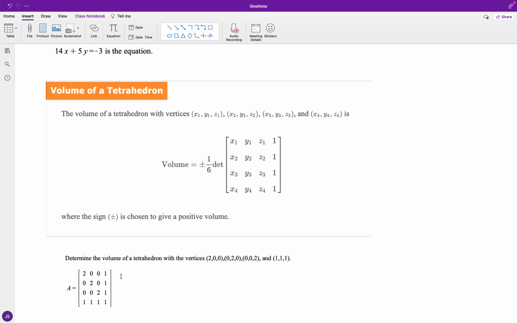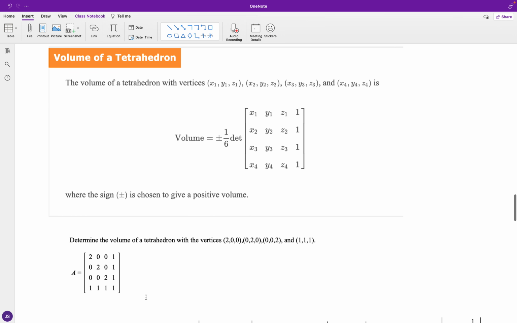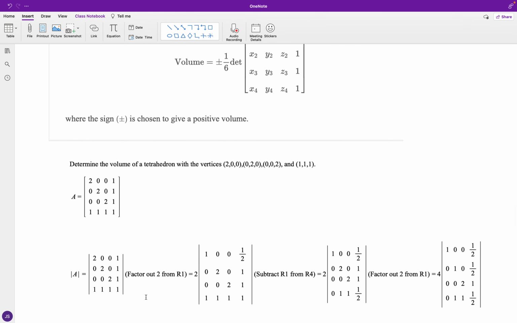So we have 2, 0, 0 followed by 1. Next we have 0, 2, 0 followed by 1. Then we have 0, 0, 2 followed by 1. And then last, 1, 1, 1, and closing out with 1. And if we're looking for the value of the determinant, here are some of the operations.